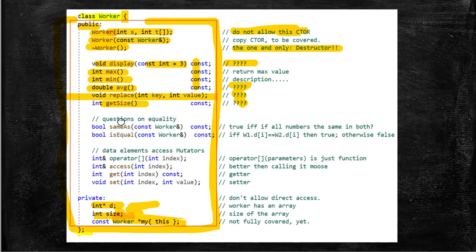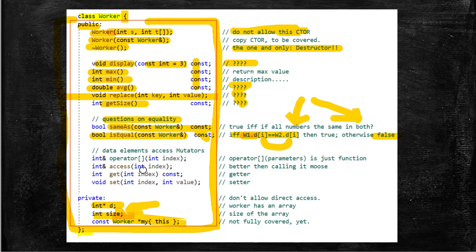Then there are questions on equality. If I have 2 of these workers, are they exactly equal to one another? So worker 1 will equal worker 2 if the exact element d of I is equal to the other one's d of I for all the elements. Otherwise, they're not equal. But what about same as? Again, you can't change any of these two. Well, if you look at the numbers in worker 1, are they the same in both? I don't care what order they're in, just as long as they have the same numbers.